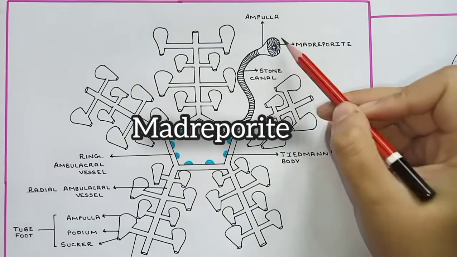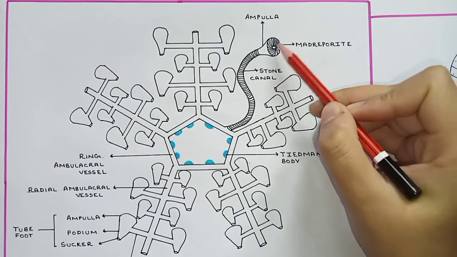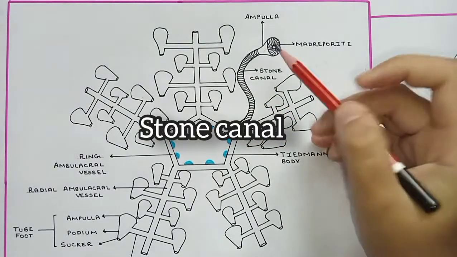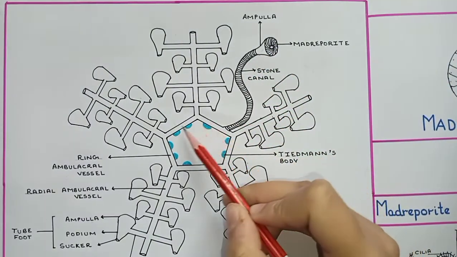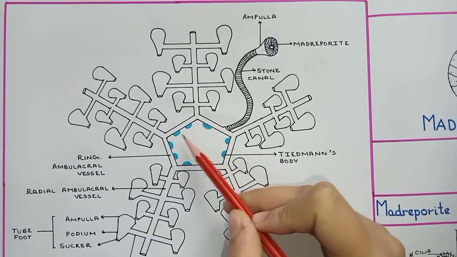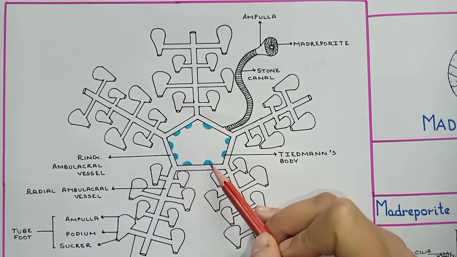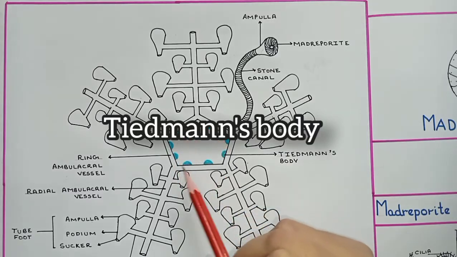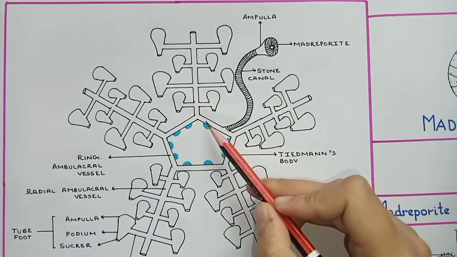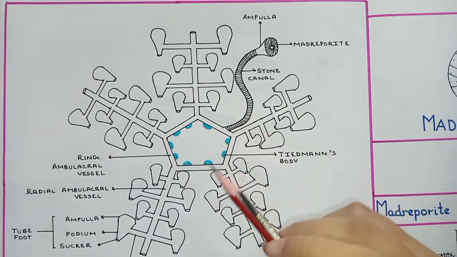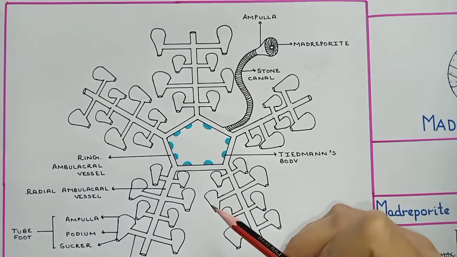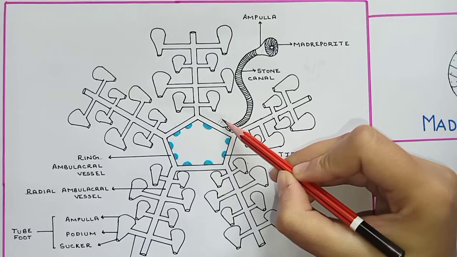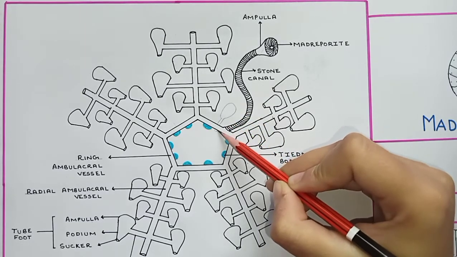Madreporite, from where the water enters. The water gets collected into the ampulla and enters the stone canal. The stone canal opens into the ring canal. The inner surface of the ring canal consists of Tiedemann's bodies, and along with Tiedemann's bodies there is another structure called the Polian vesicle. It is a pear-shaped structure which arises from the inner wall.